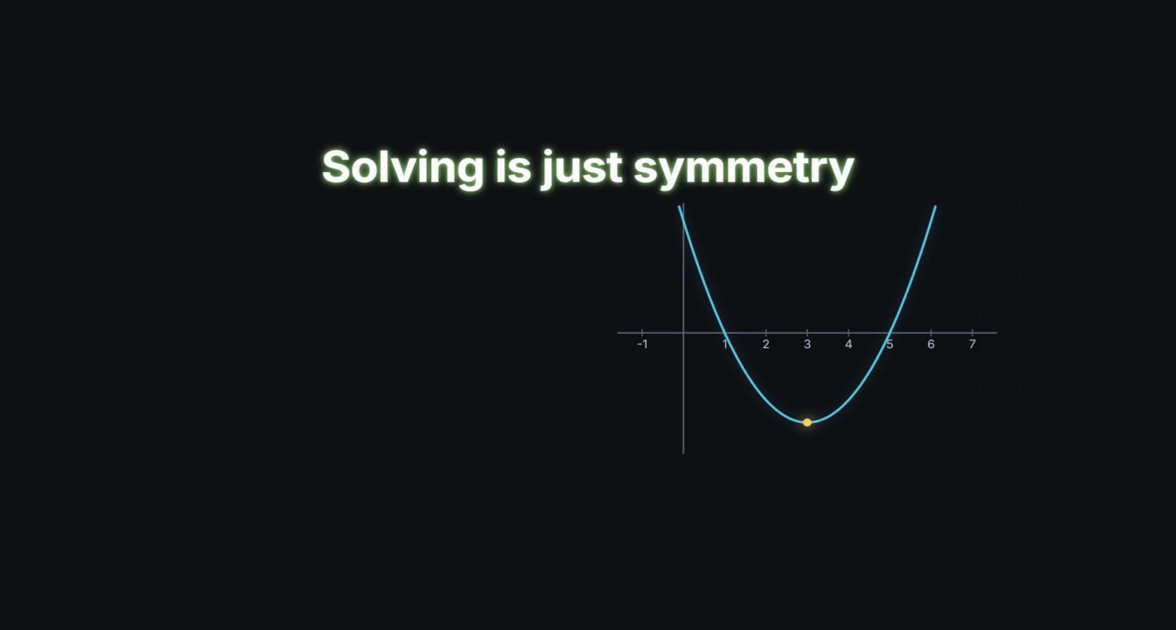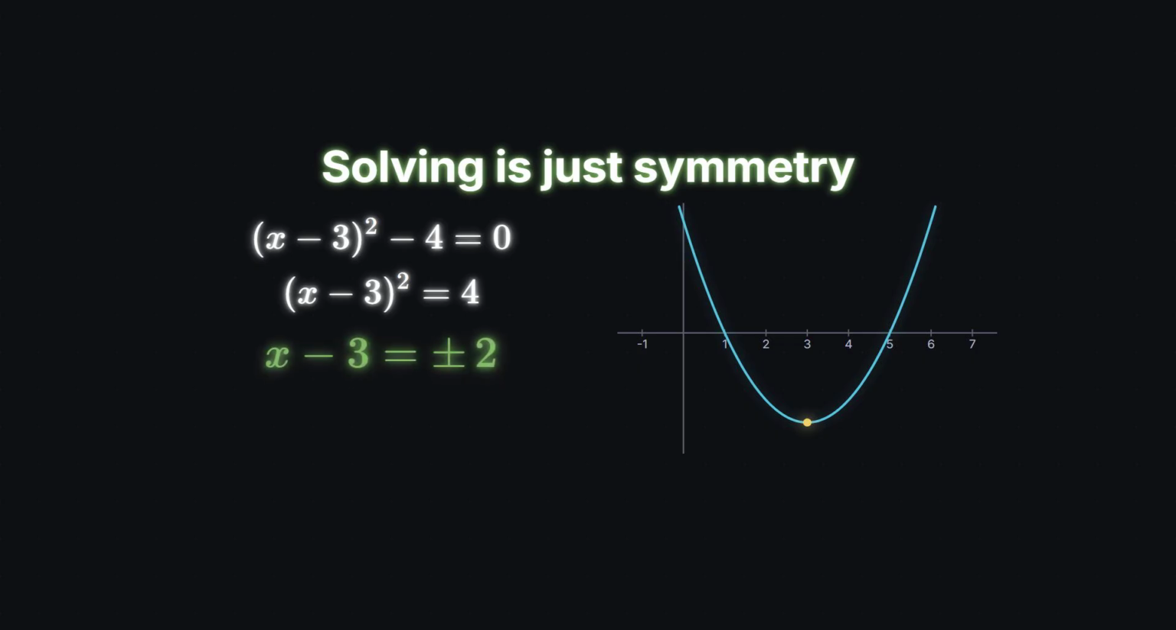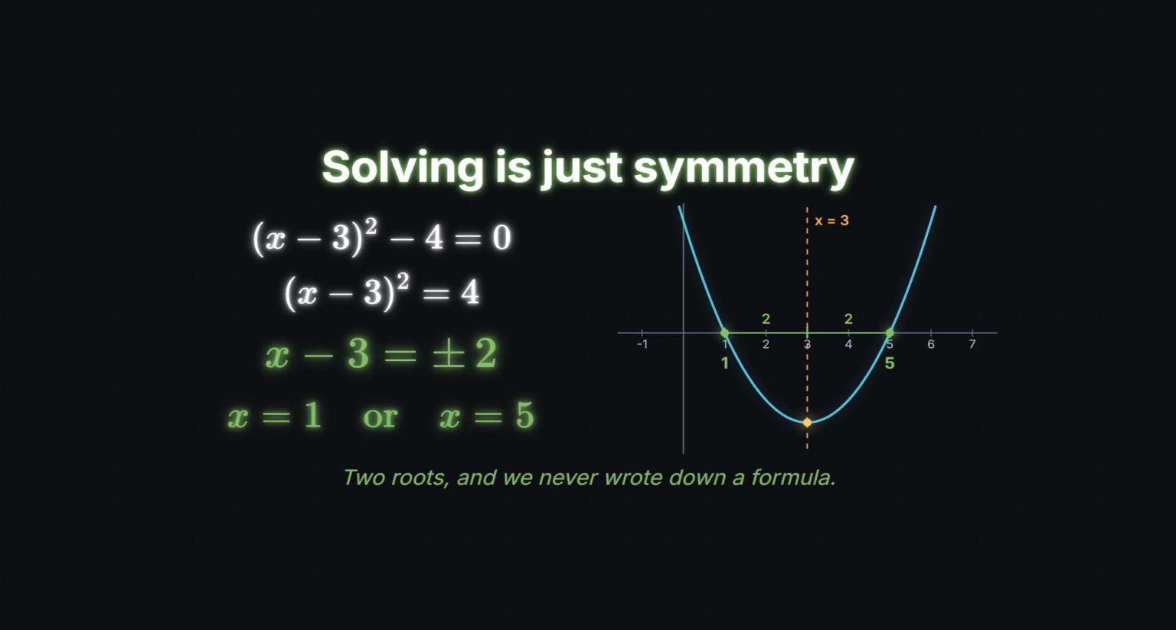And now watch how little is left to do. We want the curve to hit 0. Move the 4 across, and (x minus 3) squared equals 4. Then comes the only step in this whole video that is not bookkeeping. Take the square root of both sides. X minus 3 is plus or minus 2. Plus or minus. That is the symmetry, written as algebra. The curve is a mirror image about the line x equals 3, so its two crossings sit the same distance out, one each side. 3 plus 2 is 5. 3 minus 2 is 1. 2 roots. 1 and 5. And we never wrote down a formula.